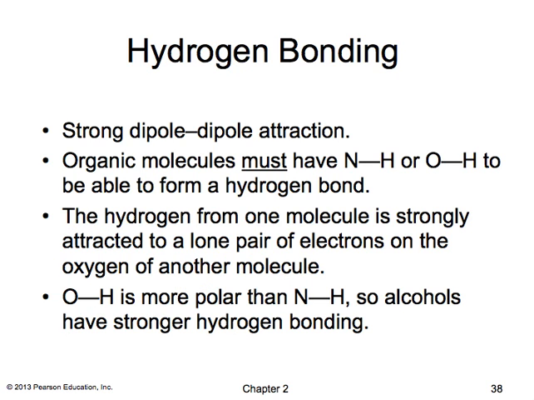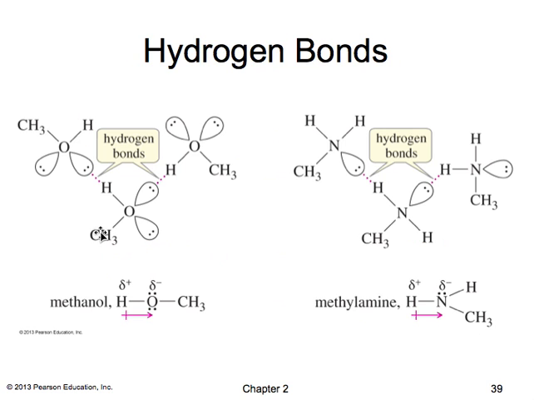Hydrogen bonding is defined as strong dipole-dipole interactions. Organic molecules must have N-H or O-H to be able to form a hydrogen bond. If they don't, they can't. The hydrogen from one molecule is strongly attracted to a lone pair of electrons on the oxygen of another molecule. And O-H is more polar than N-H, so alcohols have stronger hydrogen bonding in general.